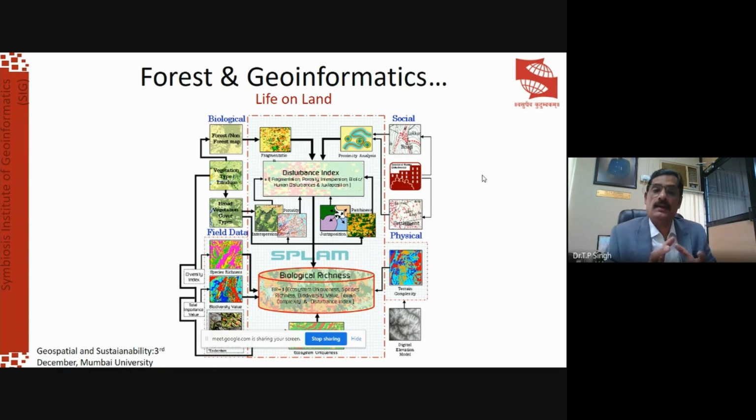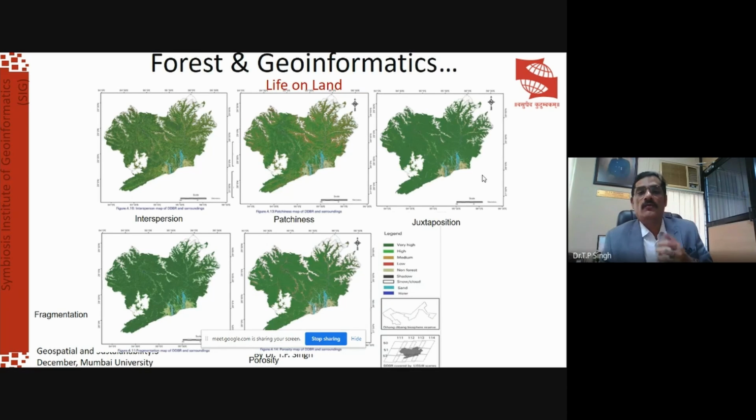It could be not directly, but indirectly through different indices, different landscape indices, which we can collaborate. Here we work with landscape indices, fragmentation, porosity, patchiness, and juxtaposition, which have been used to understand the landscape condition. Then biological richness, ecosystem uniqueness, biodiversity value, terrain complexity, and disturbance indexes have been taken from the ground, and we merge both of these to find out which area has more biodiversity.